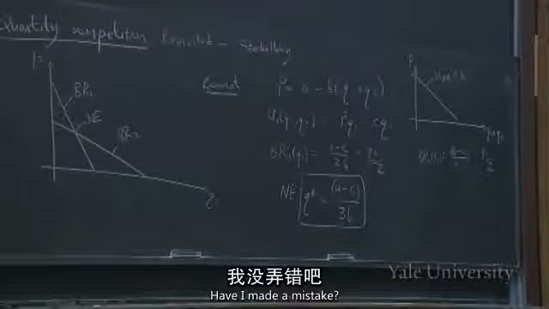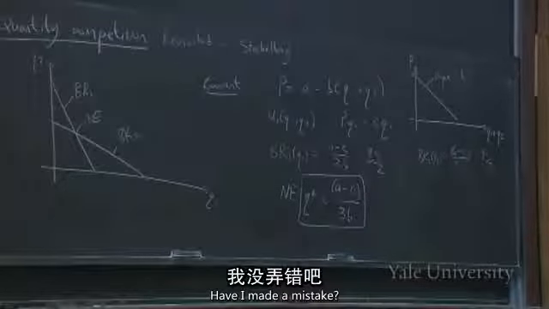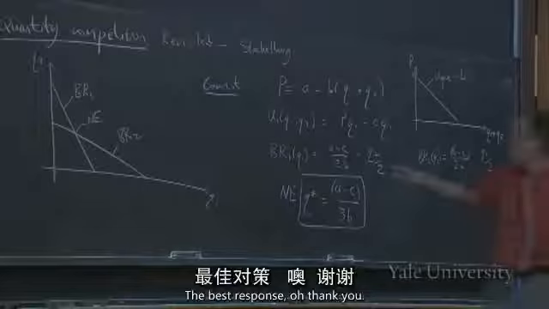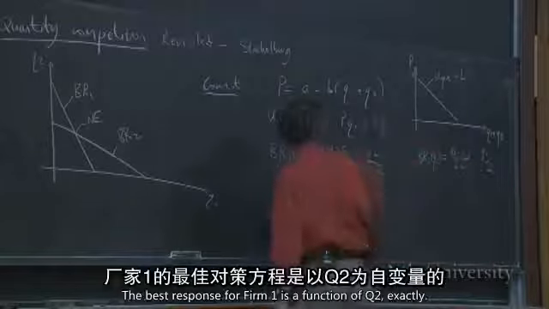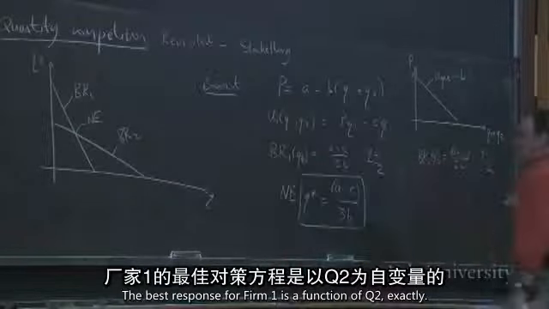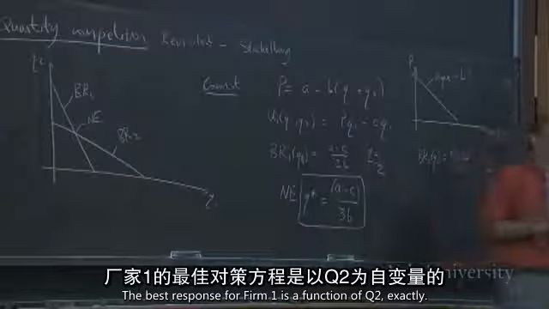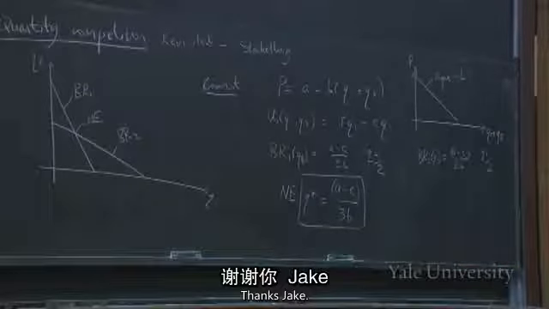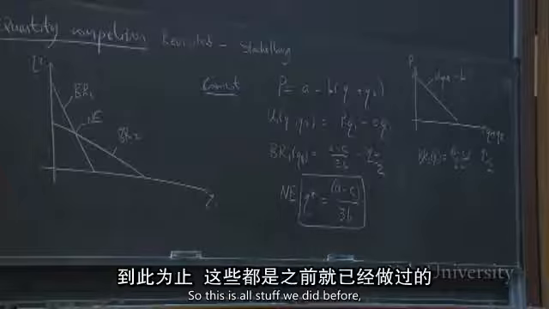Have I made a mistake? Thank you. Best response for firm 1 is a function of Q2, exactly. Thanks, Jake.